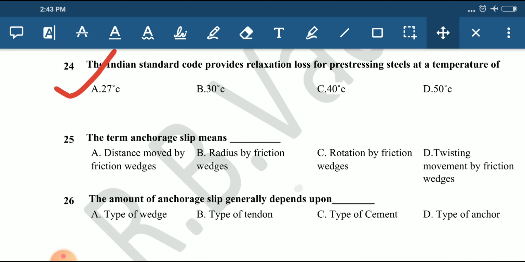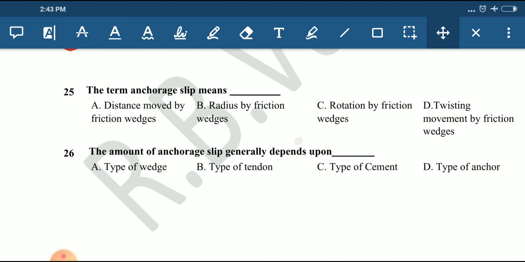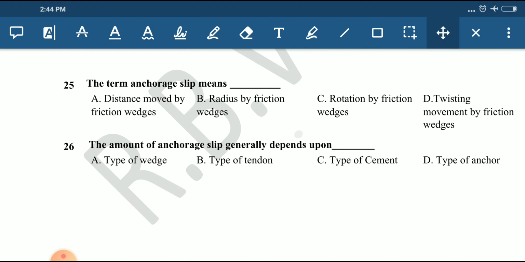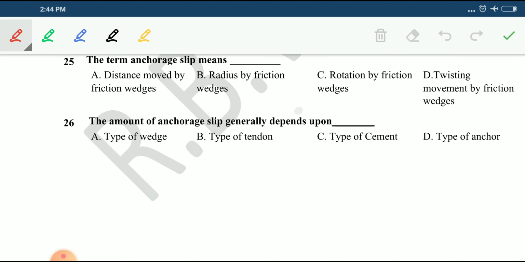Okay. Next, what is the meaning of the term anchorage slip? This will happen only in post-tension concrete beams. What do you mean by anchorage slip? Is it the distance moved by the friction wedges, the radius by the friction wedges, the rotation by the friction wedges, or the twisting movement by the friction wedges? The correct answer for this one is the distance moved by the friction wedges.